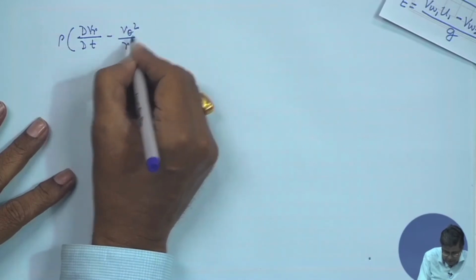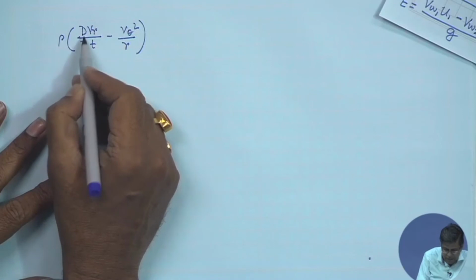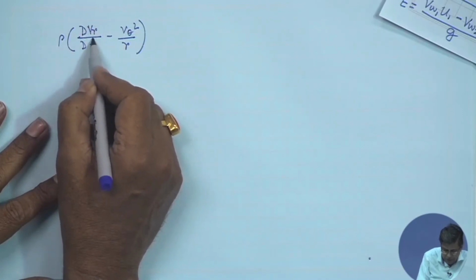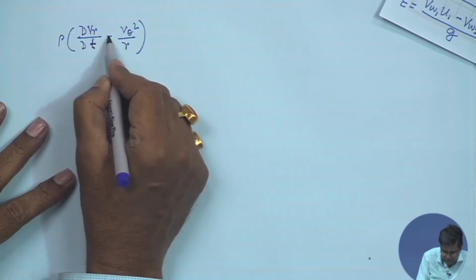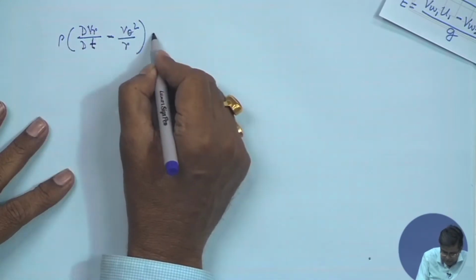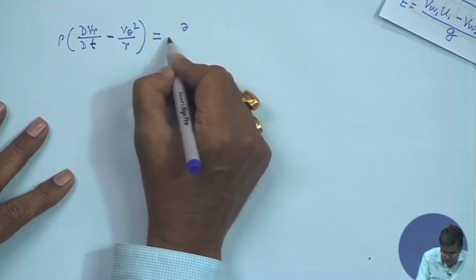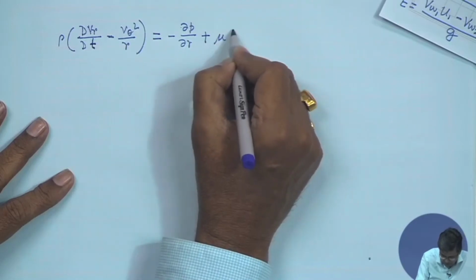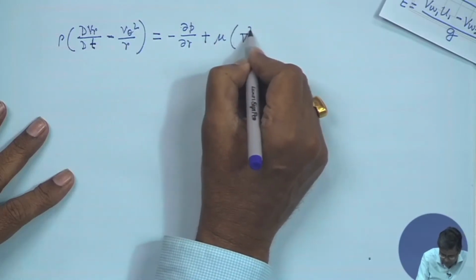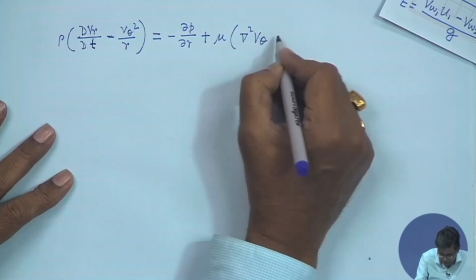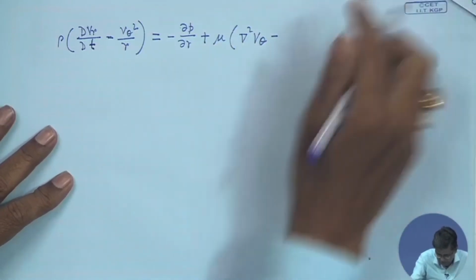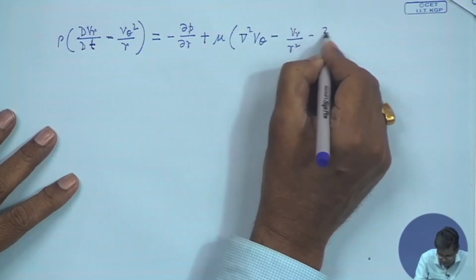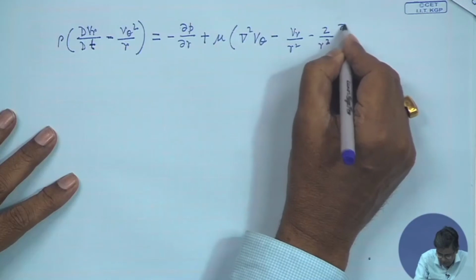On the left hand side is the inertial term, the substantial derivative, the change of radial velocity with t, which is the radial acceleration, minus v theta square by r, equals minus del P del r plus mu into the Laplacian. I am not writing this in full or repeating it; you will get it from any fluid mechanics course. Minus v r by r square minus 2 by r square del v theta del theta.